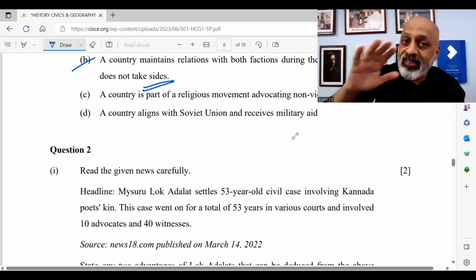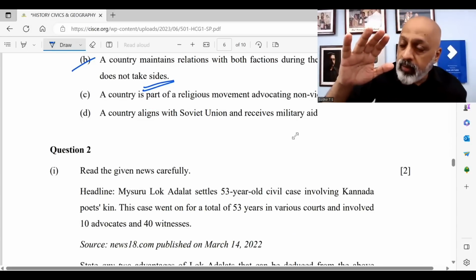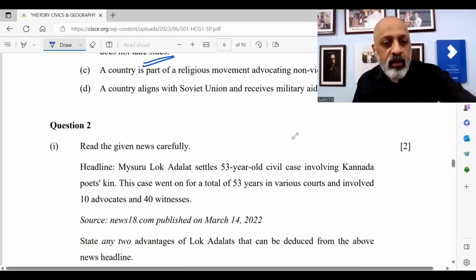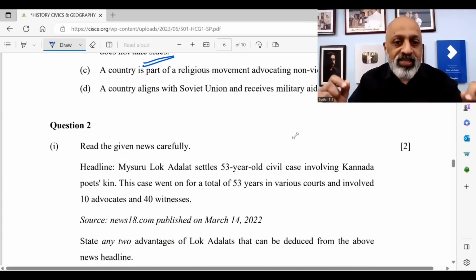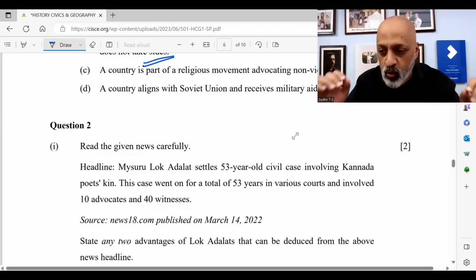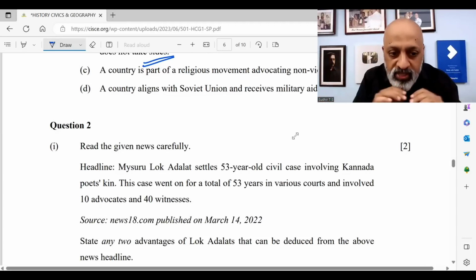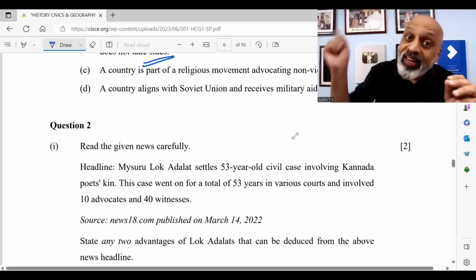Okay, this ends the MCQs. Now moving ahead: Mysuru Lok Adalat settles a 53-year-old case. So what does it show? State any 2 advantages that can be deduced.